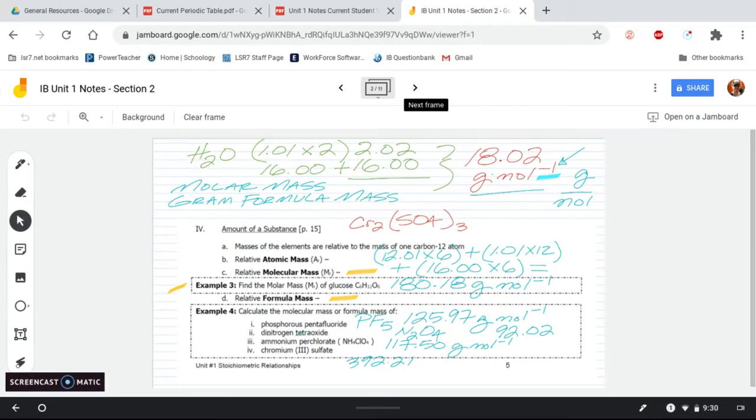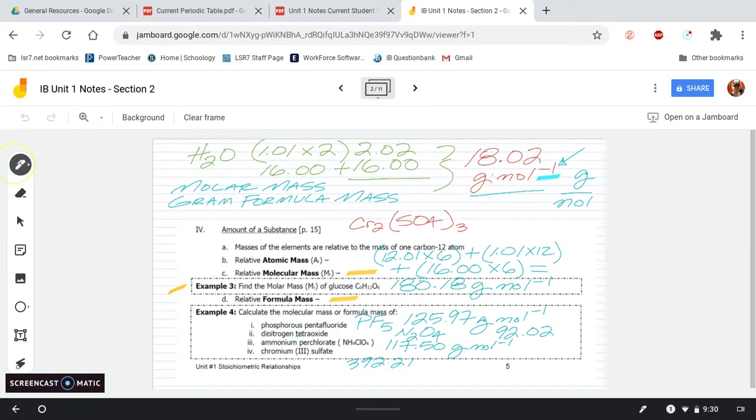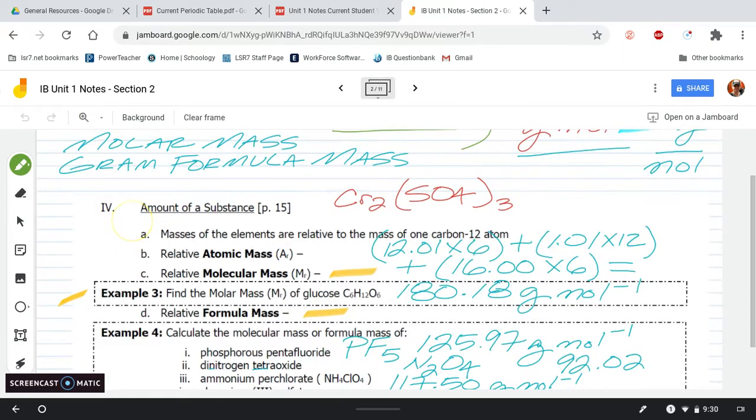Okay, guys. I wanted to go over something I don't think I did a very good job of on the last bit of notes, and that is making sure you can do the counting with the situations that look like the chromium sulfate. So here's the chromium sulfate.